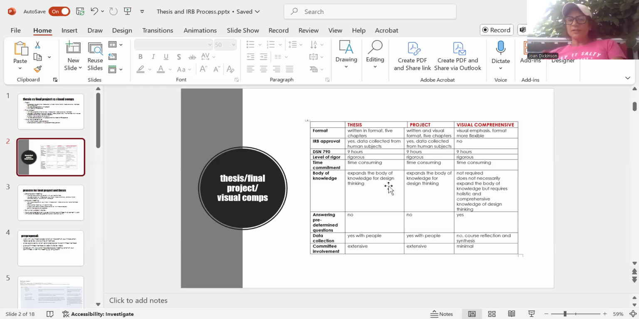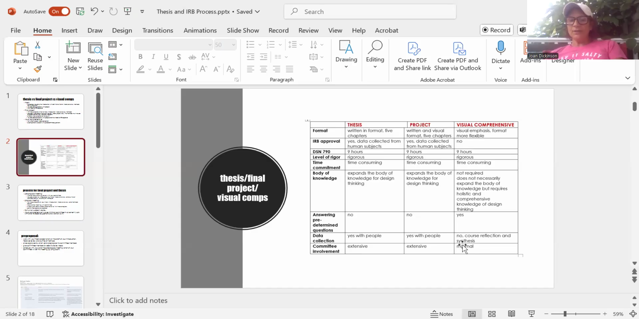The thesis is definitely going to expand the body of knowledge, and so is the final project. The visual comprehensive doesn't necessarily do that because you are essentially answering predetermined questions that are given to you by your committee, but it does involve a very comprehensive, holistic, and very detailed knowledge of design thinking. For the thesis and the project, you're not going to have predetermined questions, but for the visual comprehensive, you would. And then again, you're going to see here where the thesis and the project require data collection with people, and where the visual comprehensive does not. It's more course reflection and synthesis.